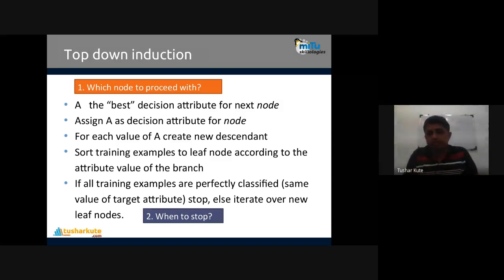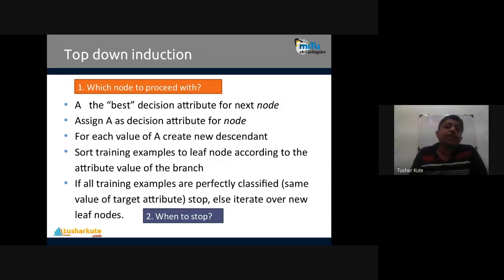Where do you have to stop it? So these are the two questions we will check the answers for. The base decision attribute is the next node. But what is the base feature? Remember, which is the base feature? Assign A as the decision attribute for the node. So A is the base feature, for example, and then we will assign A as the decision attribute for the node, and accordingly we will split it.